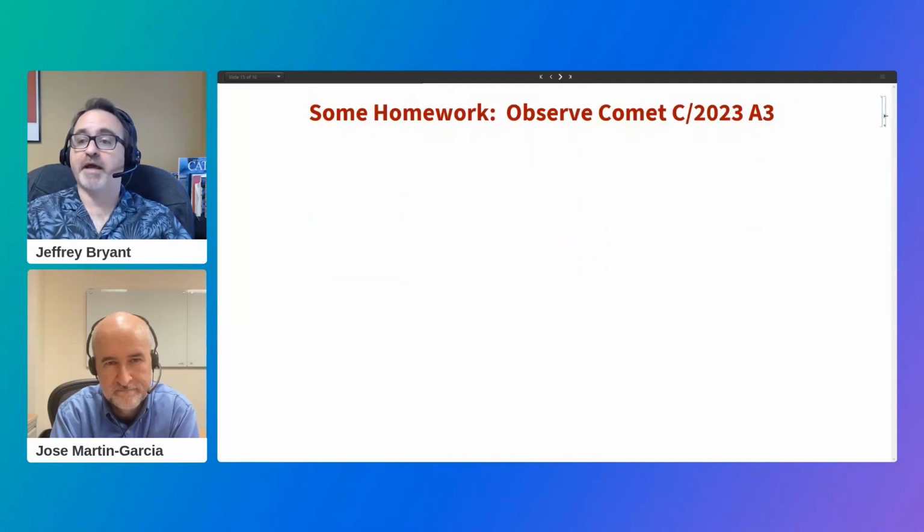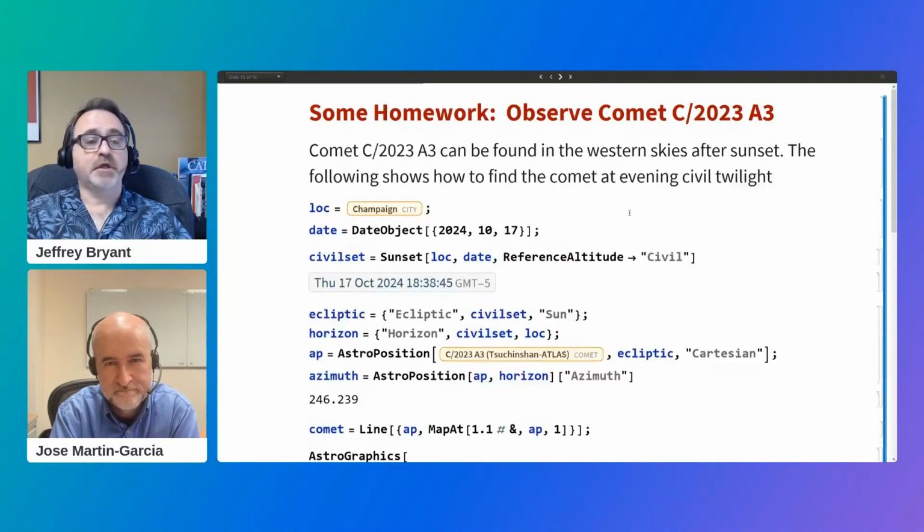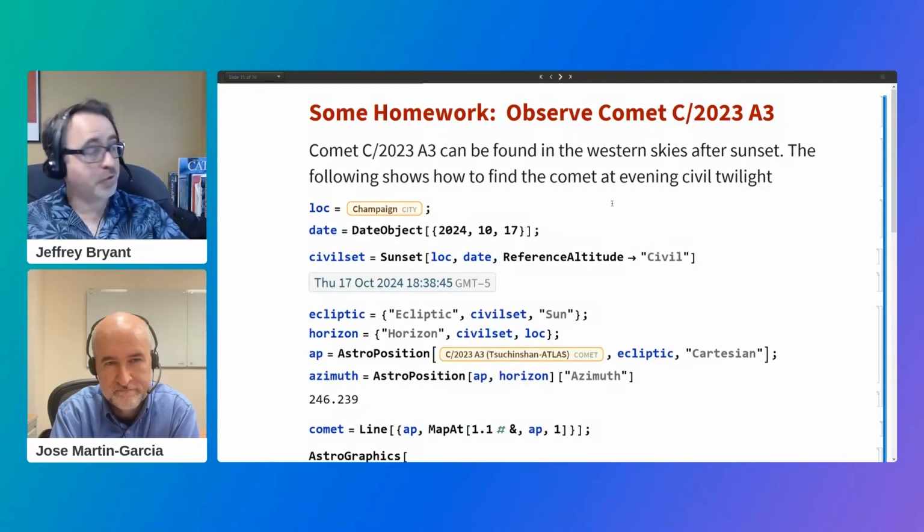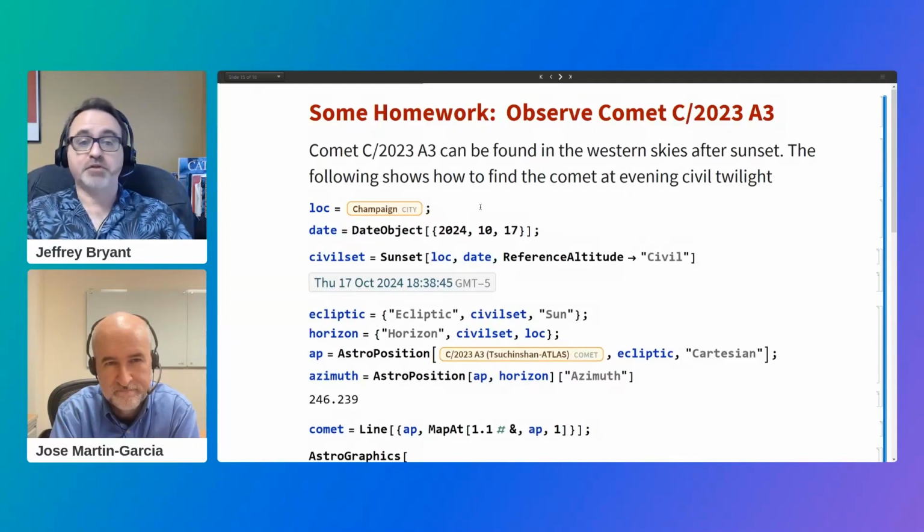Something else that's in the news right now is we have a comet that's in the sky right now. So here's some homework for you. You should be able to go out after the sunset this evening, and you should be able to see this comet. It is naked eye, however, it's just above naked eye visibility. It's not going to be blaringly obvious. You have to know where to look.